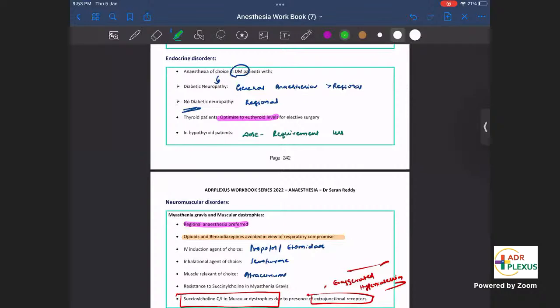So ideal site to measure temperature: if they just mention ideal site to measure temperature, then go for pulmonary artery. That means they are asking about measuring the core body temperature. If they ask specifically intermediate temperature, then rectum. If they ask brain temperature, tympanic membrane.